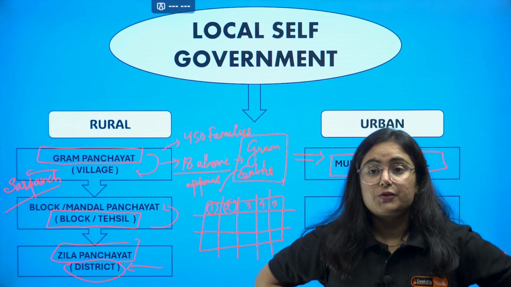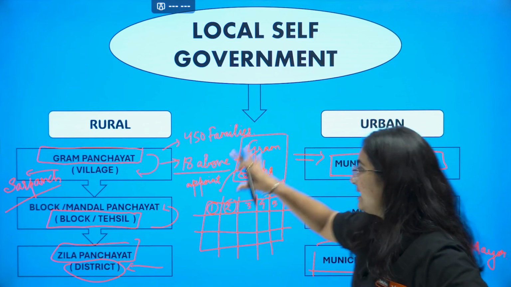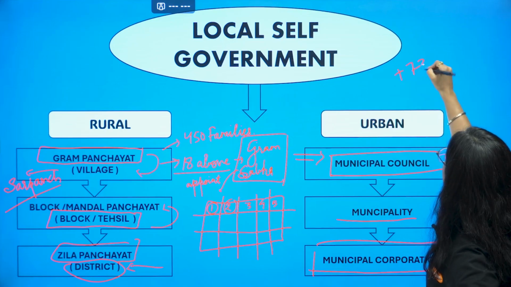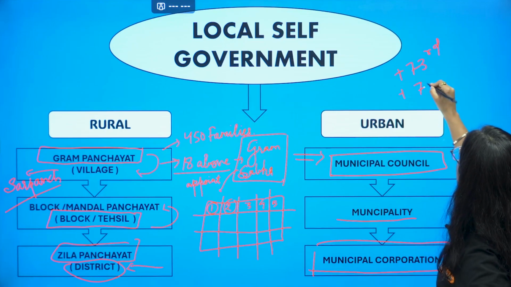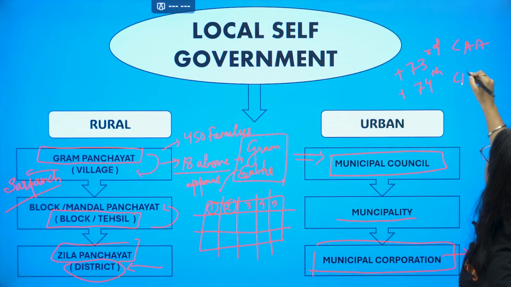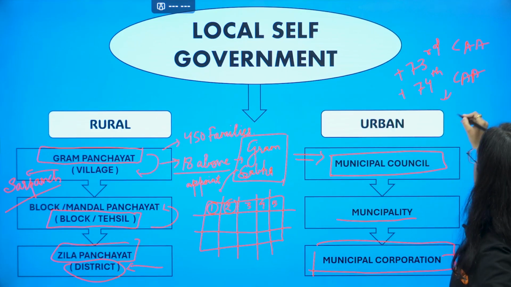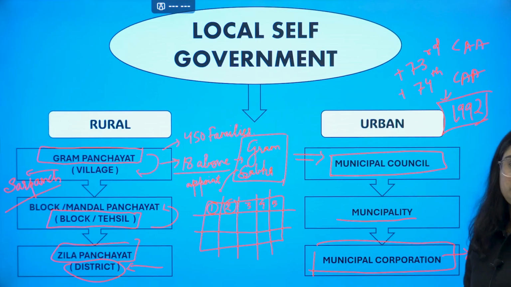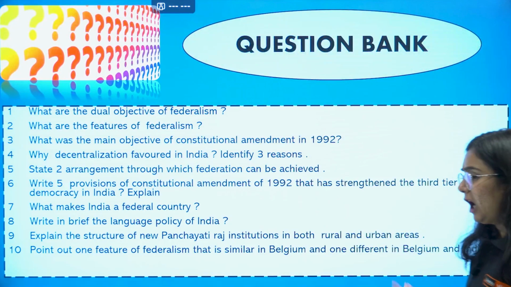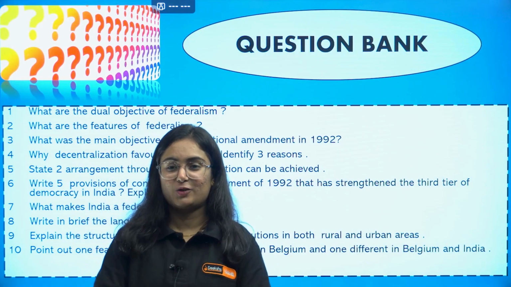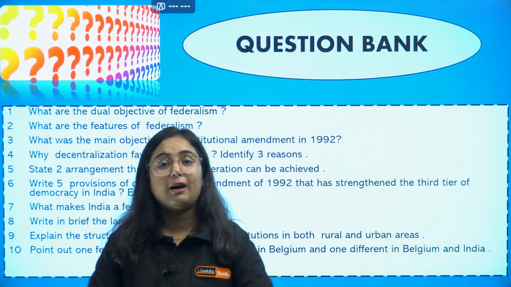Did you get the structure of this local self-government? So this is the division of local self-government, which was added by the 73rd and 74th Constitution Amendment Acts in our Indian Constitution in the year 1992.